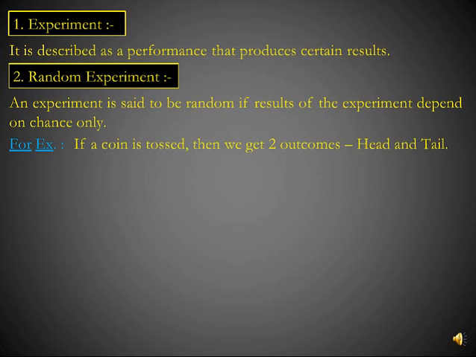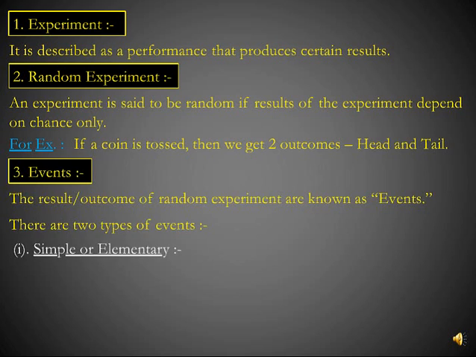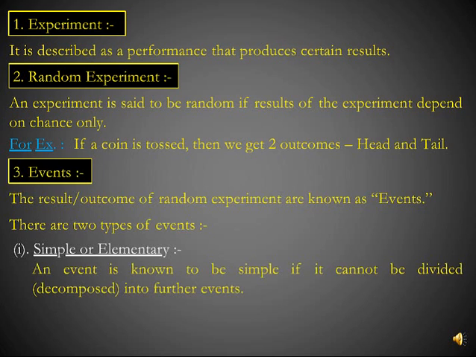For example, if a coin is tossed, then we get two outcomes, head and tail. We are not certain about the result. We may get a head or tail on tossing a coin once. Thus, tossing of a coin is an example of a random experiment. Third one is event. The results or outcomes of a random experiment are known as events. There are two types of events. First one is simple or elementary.